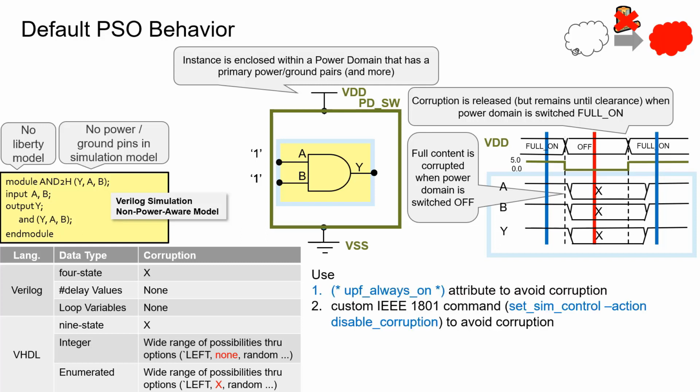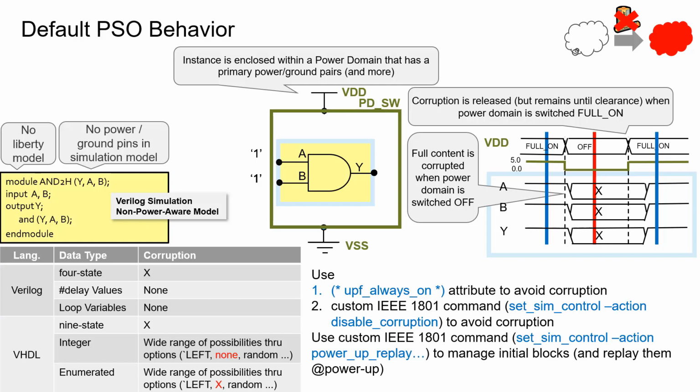Having said that, you always have a way to avoid the corruption. A UPF always-on pragma can be put in your code to say, I don't want you to handle this code differently, meaning I want it always on, so do not do any corruption in this block. Or you can have a setting control, meaning in your UPF 1801 file, you can do the same. Also, if you've got some initial blocks, you can replace the value and therefore avoid elements initialized in an initial statement being corrupted.